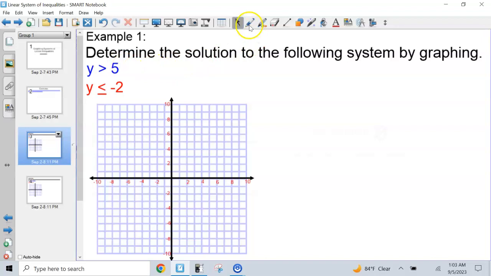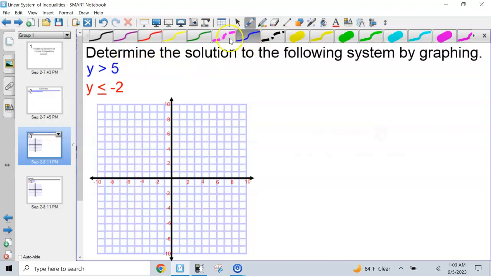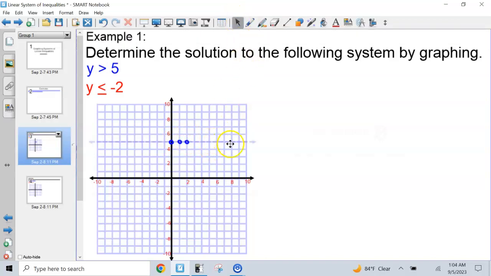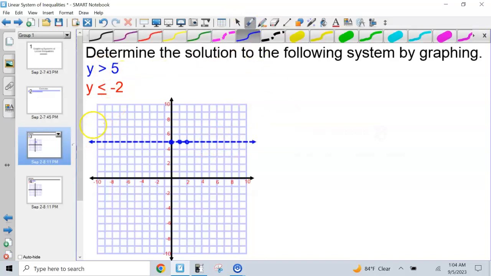Y is greater than 5. So it's like the constant line y equals 5, but it's open. So I'm going to go to 5 on the y-axis and put some open circles. Alright, let me draw this line. You'll see it's going to be dashed or dotted. And y is greater, so I shade above, so I'm shading up here. Alright, so I finished that one.